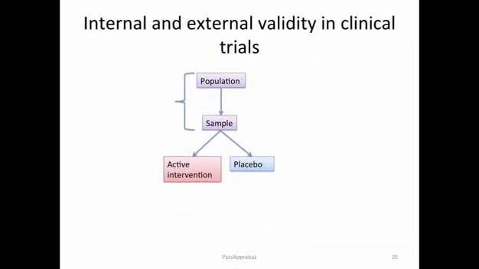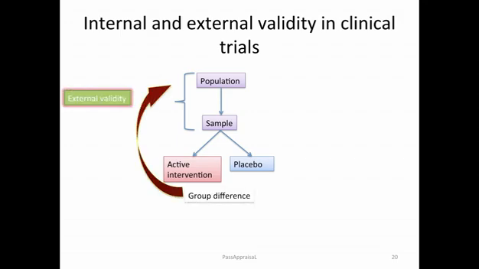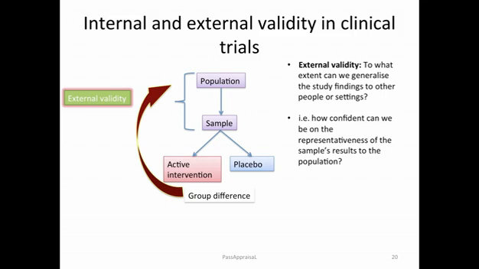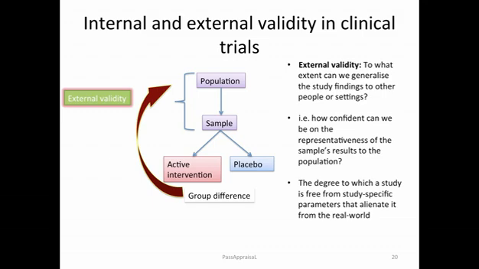In contrast to internal validity, external validity refers to whether the group difference in a sample can be generalized to the population. In other words, the extent to which we can generalize the study findings to other people or settings is referred to as external validity. This is the degree of confidence with which we can say that the sample represents the population from which it comes. The more pragmatic a trial is, the more generalizable the results will be.